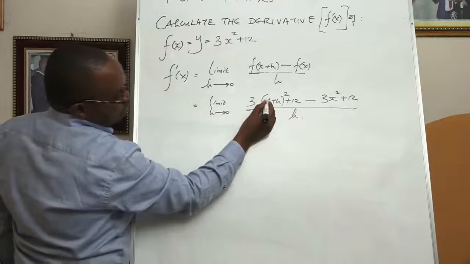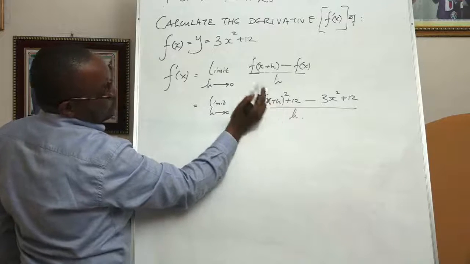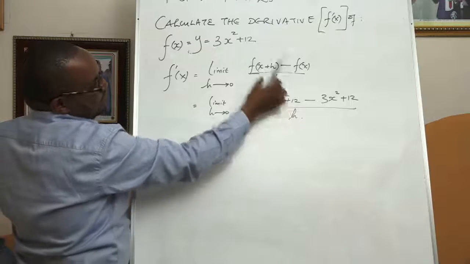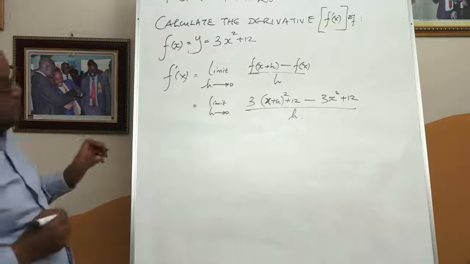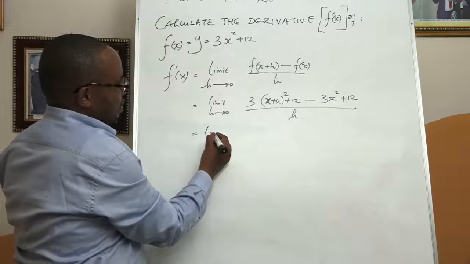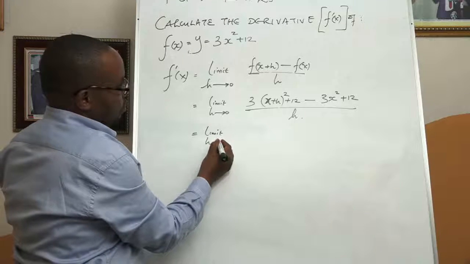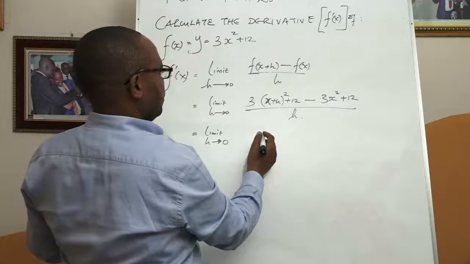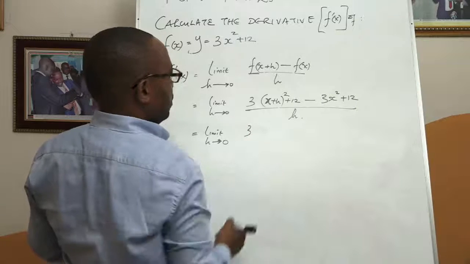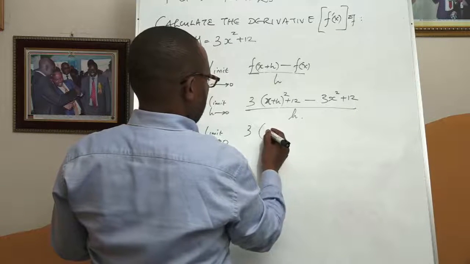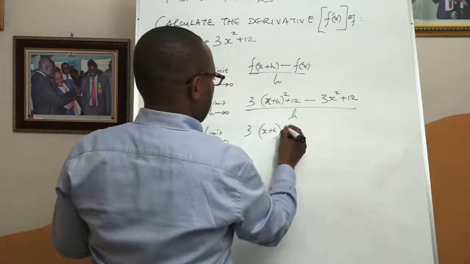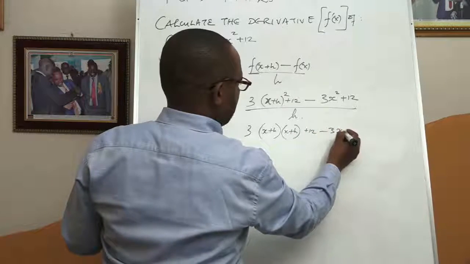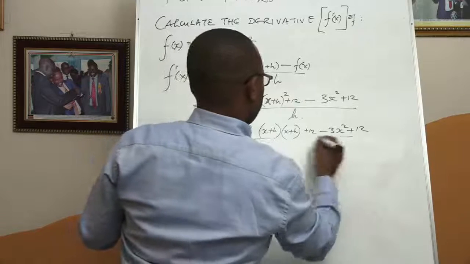From this equation, whatever there is x in f(x plus h), you add x plus h, then x is here squared. Therefore, the next will be the limit as h tends to 0 of f(x plus h), you remember, is 3 times x plus h squared plus 12, minus 3x squared plus 12, over h.